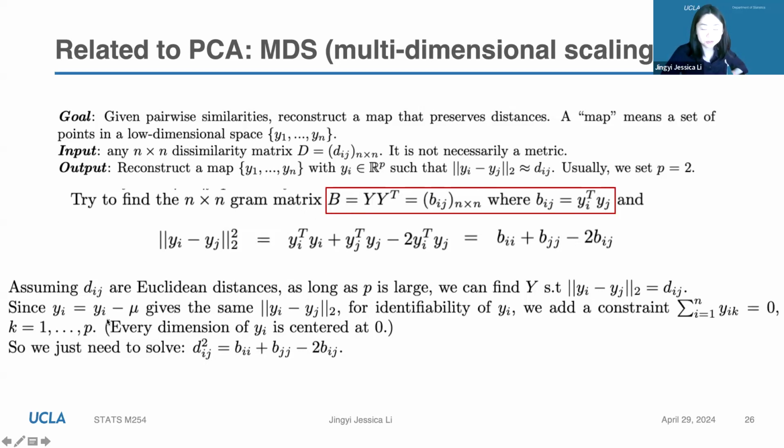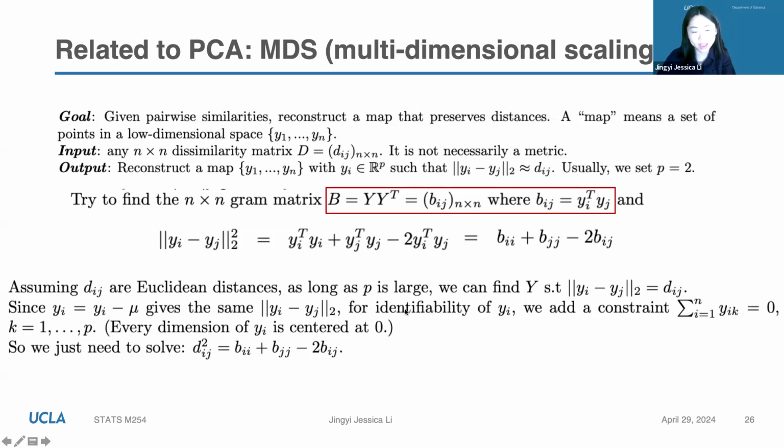But there's an identifiability issue we need to consider. We can shift each yi by the same constant vector mu. This shifting will not change the Euclidean distance between yi and yj, but it will give us different embeddings. This is called unidentifiability. You can have two or more sets of y1 to yn that give you the same Euclidean distances.